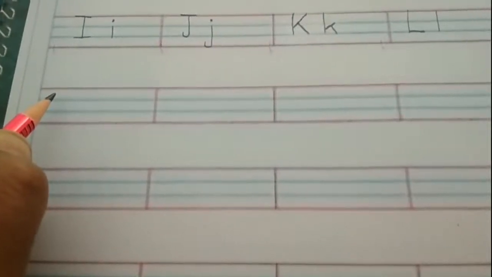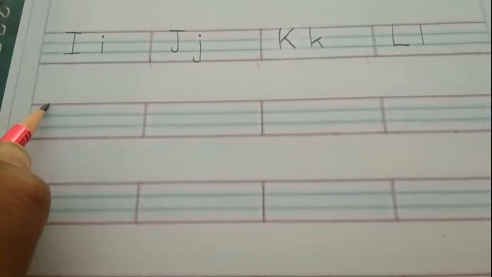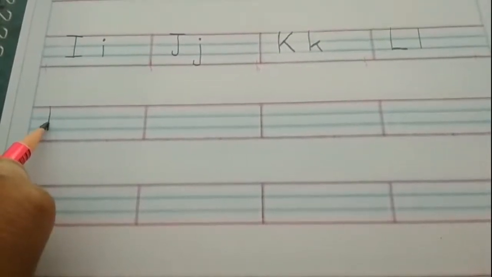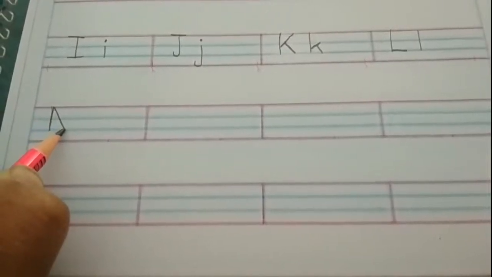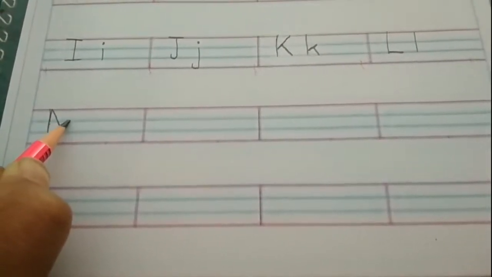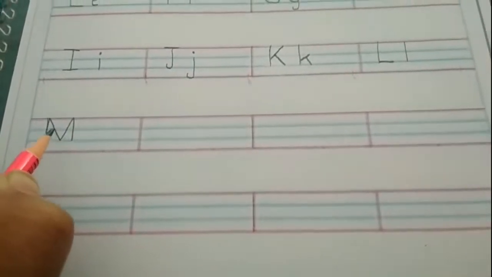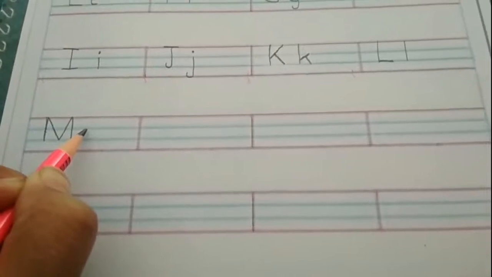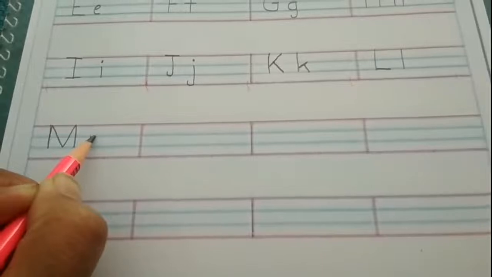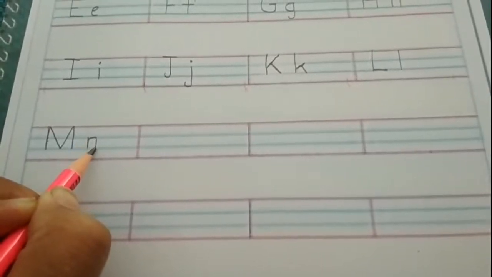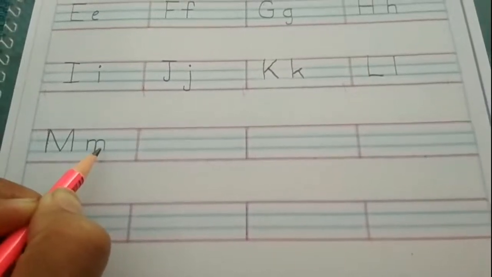Now we will write alphabet M. For capital M, make a standing line, go up, make a slant line, touch the second blue line, then go up with a slant, then make a standing line. For small m, start from the first blue line, make a standing line, go up, make a curve, come down, again go up, make a curve, come down.